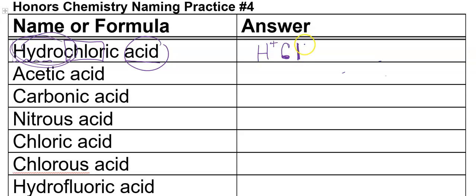Chlor, and that's a -1. So your final answer then would be HCl. Let's take a look at the second one.